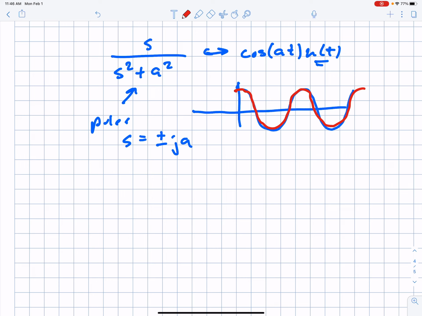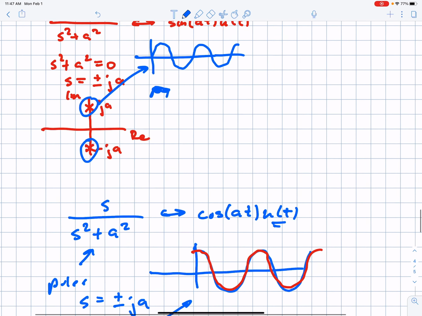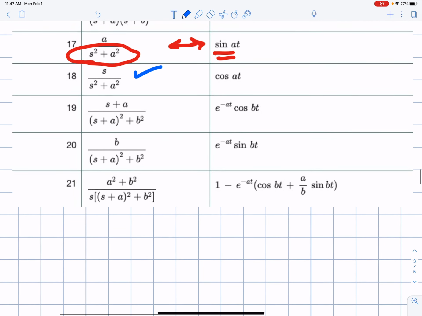So again, if I did a pole zero diagram, which we'll be doing lots of, here's a pole here and here, plus ja and minus ja. The key here is to envision this oscillation because of that pole pair on the j omega axis. Okay, next up, let's look at this particular pair. This is the last one we're going to do in this video.